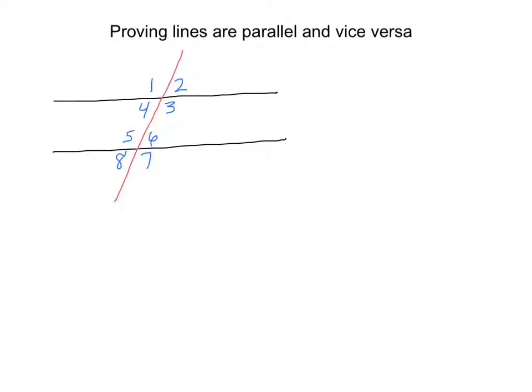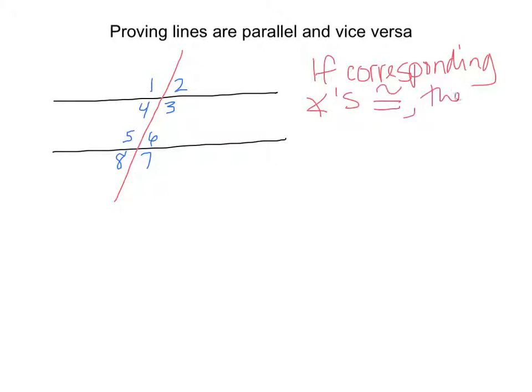We have a postulate, okay, which is a rule that says if corresponding angles are congruent, then the lines are parallel. Okay, and notice how I wrote this in abbreviated form. Using these symbols is going to really help you on your notes. So if corresponding angles are congruent, then the lines are parallel.